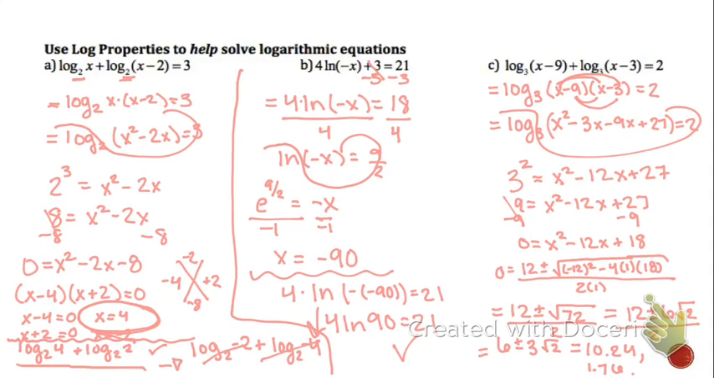Now I need to plug both of those numbers into my original function up here to check them. And when I did that, I found that I have a negative inside my value here if I plug in 1.76, and I don't whenever I have 10.24. So I know that 10.24 is my answer.